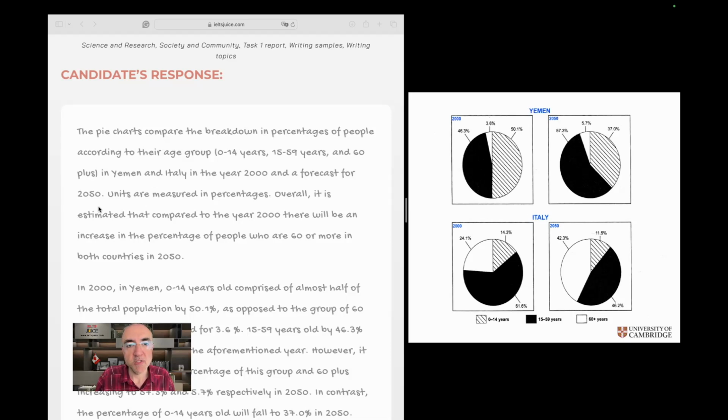Units are measured in percentages. Yes, you already told us in percentages. It's basically not necessary. It's not bad, but it's just not necessary.